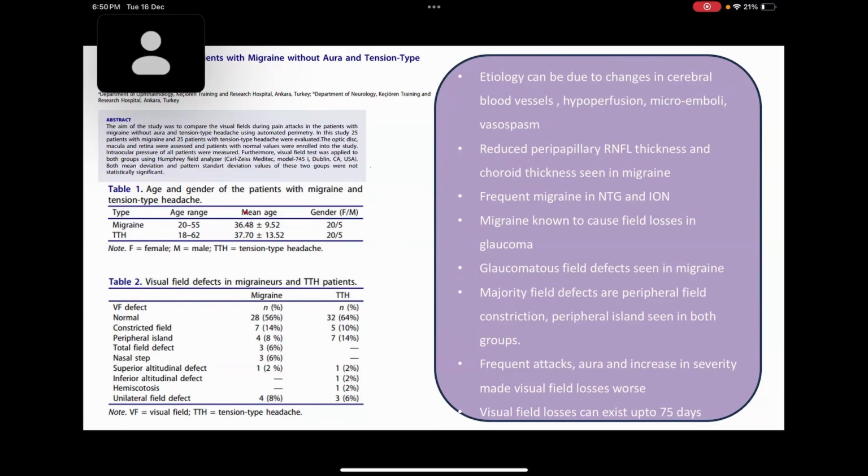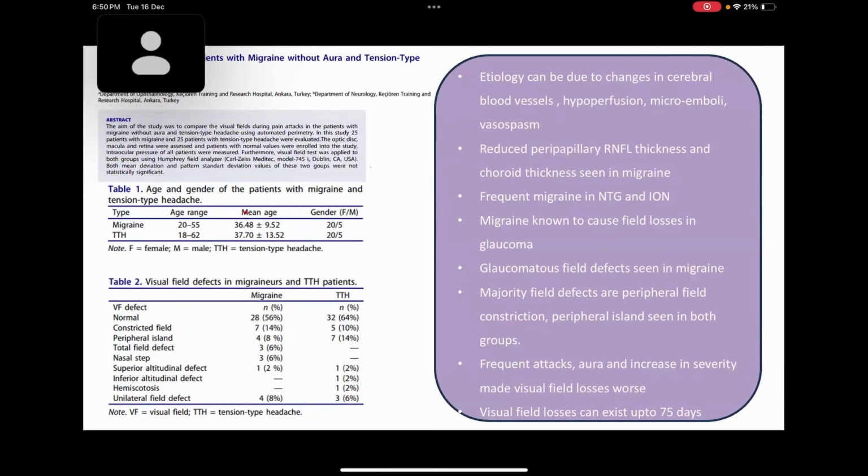As we were discussing, the etiology probably has something to do with hypoperfusion, prolonged vasospasm, and release of microemboli, which can lead to these headaches. It was also seen that in patients with chronic or severe migraine, we see reduced peripapillary RNFL thickness and choroidal thickness, and there has been a frequent association of migraine with normal tension glaucoma and ischemic optic neuropathy.